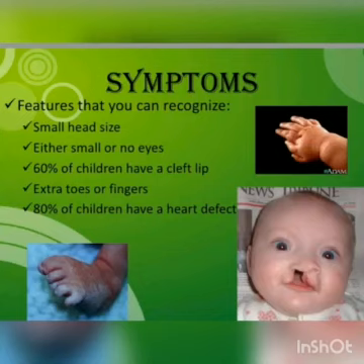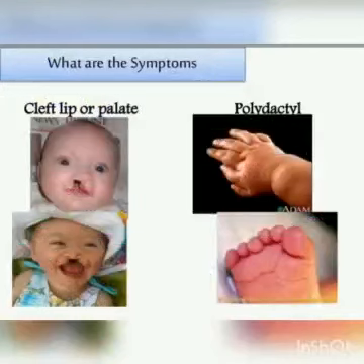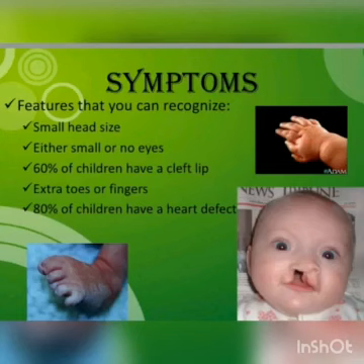This syndrome causes small head with small eyes, cleft palate. Cleft means divided. Palate means present inside the mouth. Malformation of the brain and the internal organs are some of the symptoms of this disease.